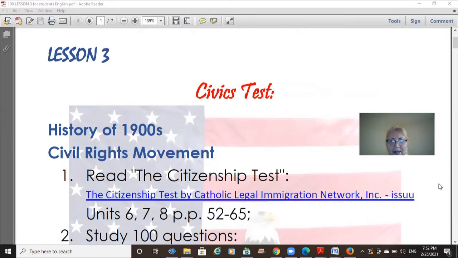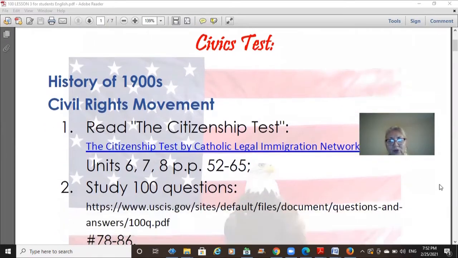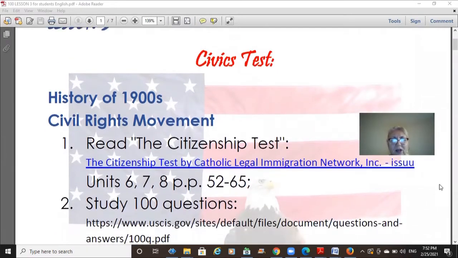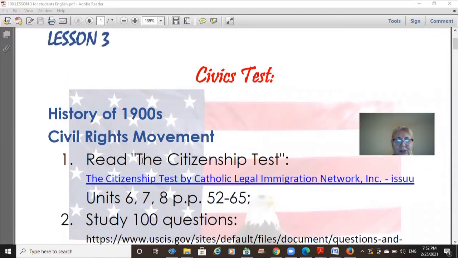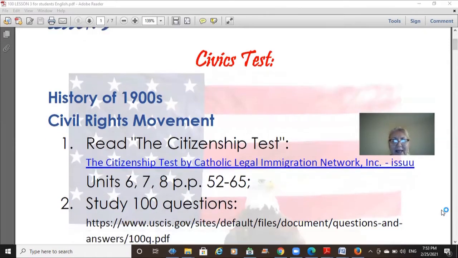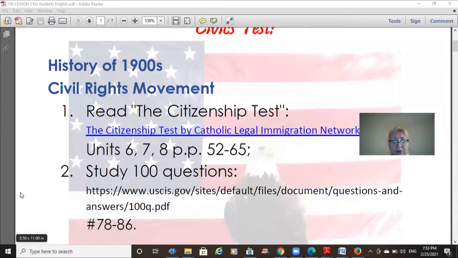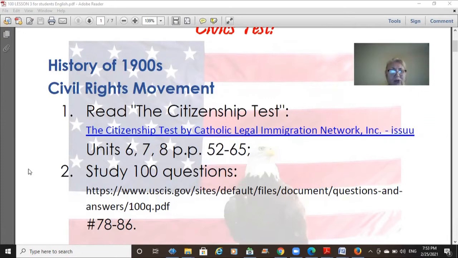And to do that, I recommend you to read some units from the booklet, which is called the Citizenship Test. And I provide a link for you where you can find the booklet and download it. So I would like you to read units 6, 7, and 8 with the pages indicated here. And reading is totally optional, so you may read it or you may not. It's up to you. But you do have to study 100 questions.